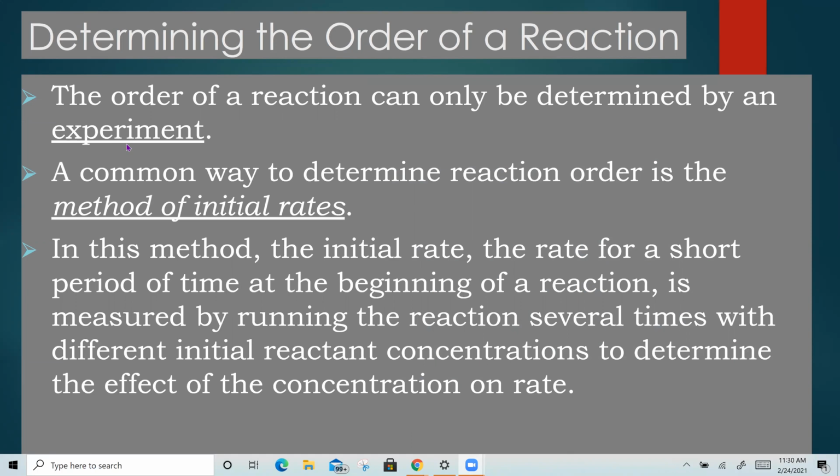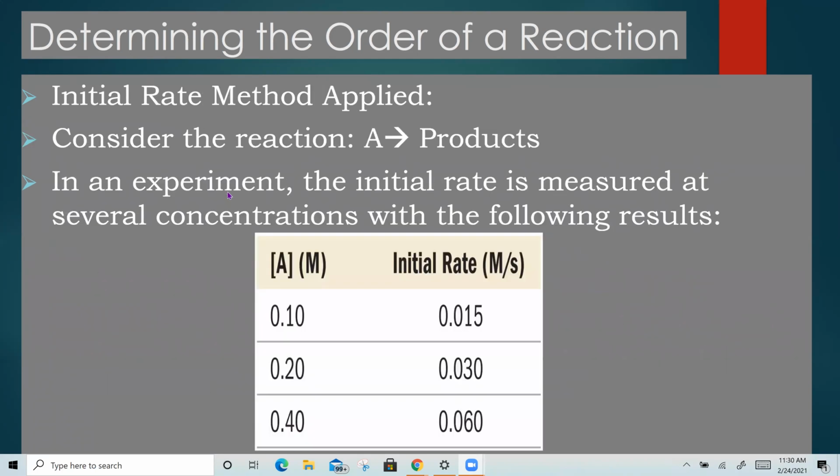So in this method of initial rates, you're looking at the rate for a short period of time, and it is measured by running the reaction several times with several different concentrations. And this will help you determine the effect of concentration on rate. And actually, if you don't change the concentration, then you can't tell what the order of the reaction is. And we'll see that here as we move forward. So the next section here is determining the order of a reaction. And here is some data.